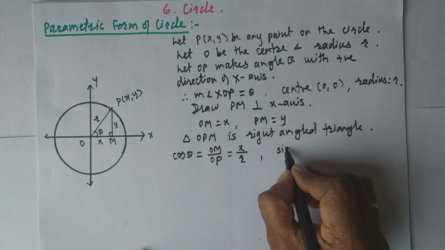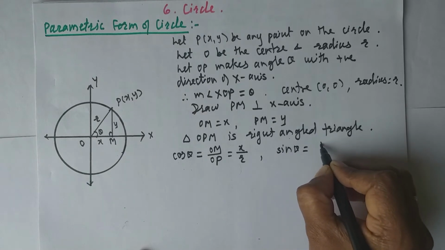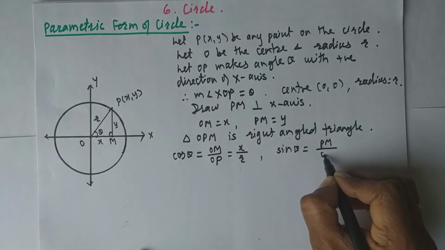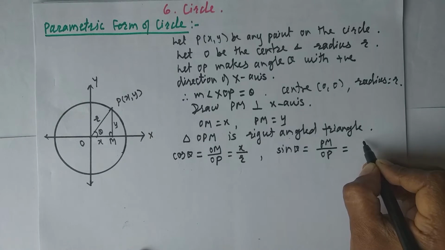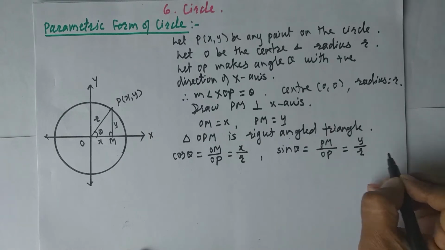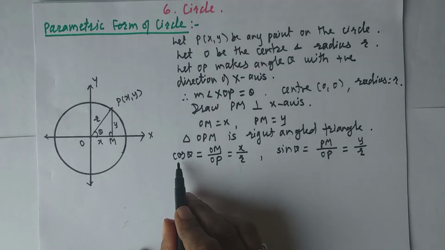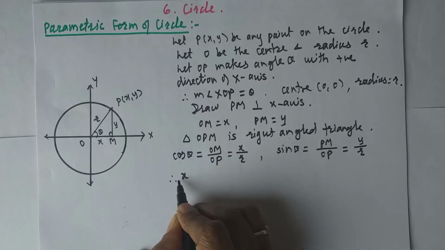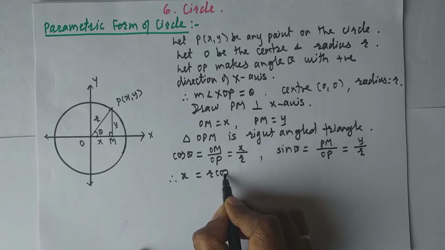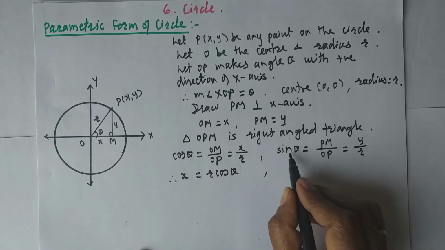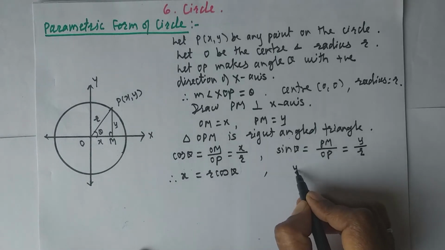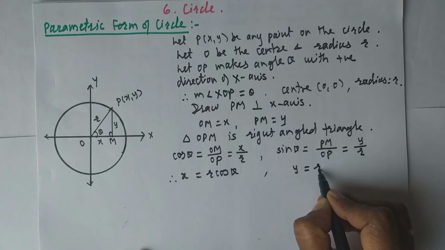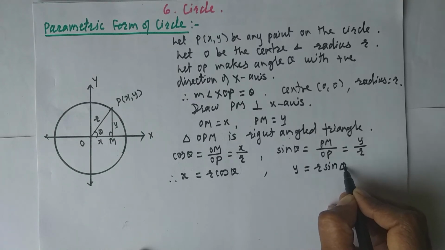Similarly, we will find out sin theta. Sin theta means opposite side divided by hypotenuse. Opposite side PM is y, hypotenuse is r. Now from this equation cos theta is equal to x by r, value of x will be r cos theta. And from this second equation sin theta is equal to y by r, we will get y is equal to r times sin theta.